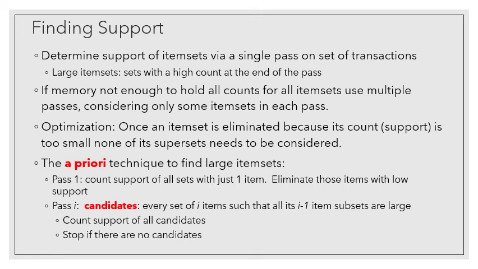In other words, in pass i, we need to count only supports for sets of size i such that all subsets of the sets have been found to have sufficiently high support. It suffices to test all subsets of size i minus 1 to ensure this property. At the end of some pass i, we would find that no sets of size i have sufficient support, so we do not need to consider any set of size i plus 1. The computation then terminates.